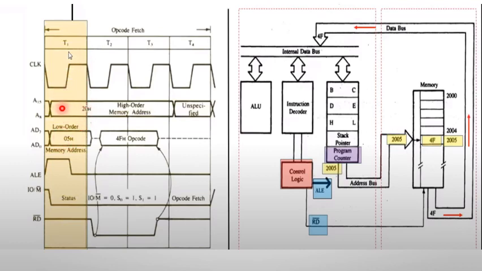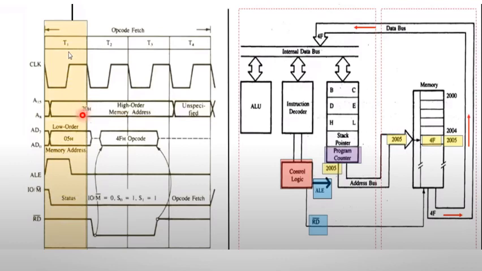So during the first half of the clock cycle, the ALE signal goes high and the lower order address is obtained through the lower order address bus. As soon as the ALE signal goes high, the multiplexed address bus data line is demultiplexed and acts only as an address bus, and the lower order address is fetched. And during the second half of the first clock cycle, the higher order address bus is obtained.